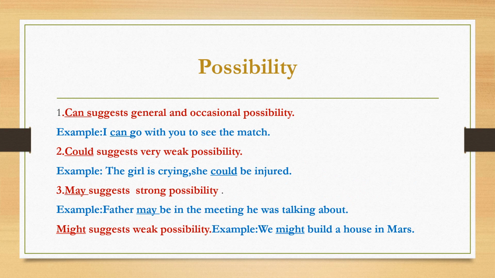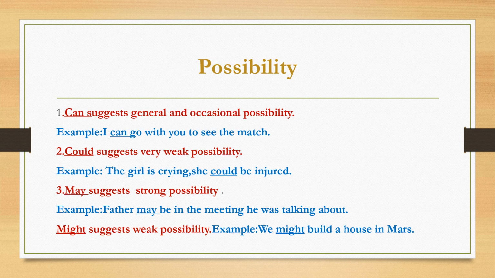Possibility. Number one, can suggests general and occasional possibility. Example, I can go with you to see the match. So it is quite possible that I can go. Could suggests very weak possibility. Example, the girl is crying. She could be injured. Now here we are supposing the reason for the crying girl. So this is a very weak possibility. It is quite possible she's crying for some other reason.